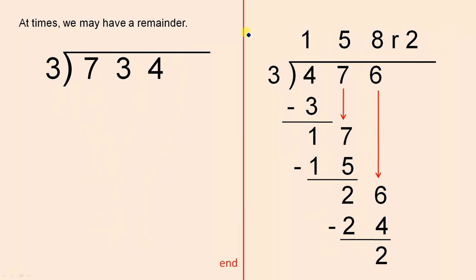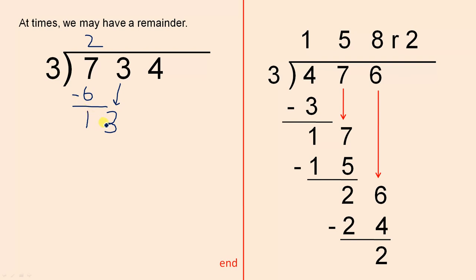Now at times we may have a remainder, so let's see what happens with this one. 3 into 7 goes twice because we know 3 twos are 6. So 2 times 3 is 6. So we put the 6 there. Then we do the subtraction to find the remainder. 7 take away 6 gives us 1. We bring the 3 down there. So now we have 13.